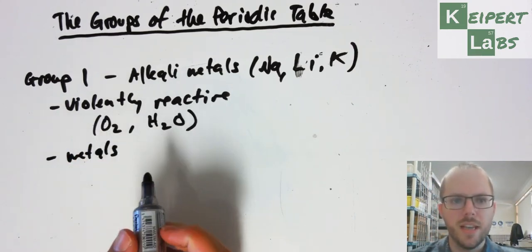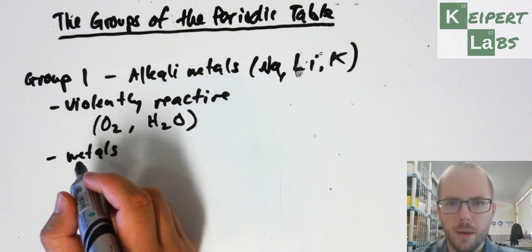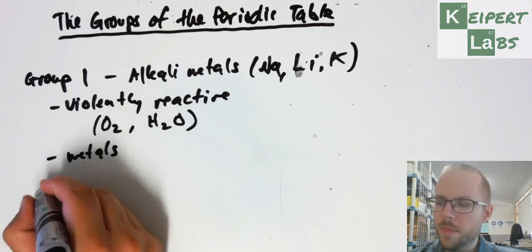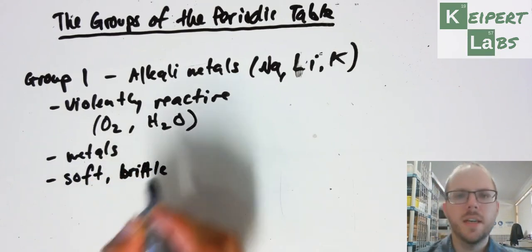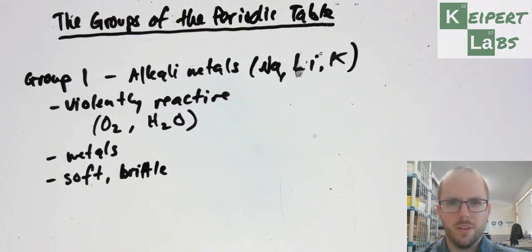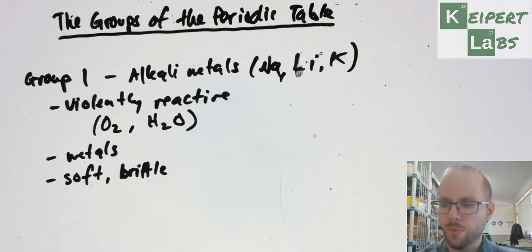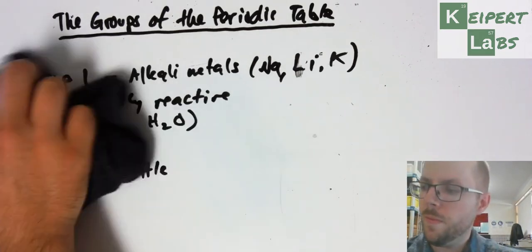They are metals, so they have the same sort of properties that all metals would have. They tend to be silvery in colour, and they're generally able to conduct electricity and heat. But these ones are very soft and brittle. They're not hard like an iron nail or a piece of aluminium. They're really soft solids. You can cut them with a knife, so they're different to what you would expect. Let's have a look now at group 2.